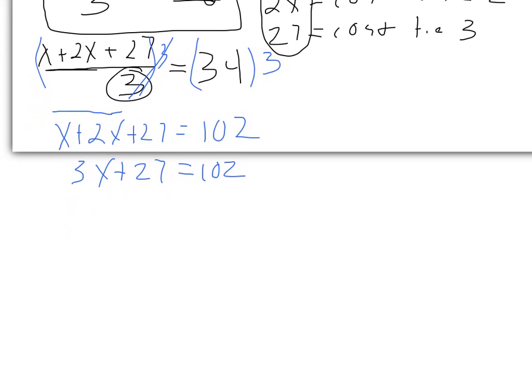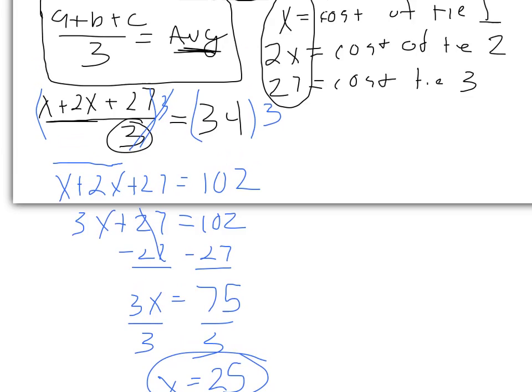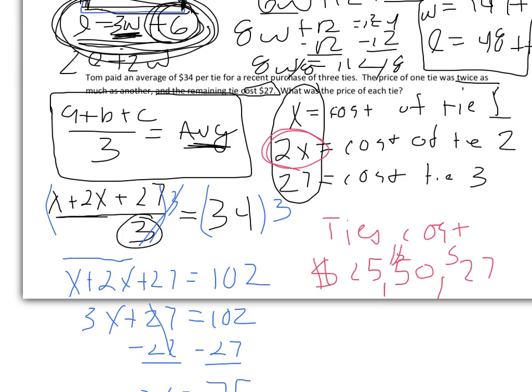Now we need to get rid of our 27, so we subtract 27 from both sides. We get 3x equals 102 minus 27, which is 75. Divide by 3, and x equals 25. Going back to our original setup, x is the cost of the first tie, so the first tie cost $25. The second one is twice the first, so that's $50. And the last one is $27.